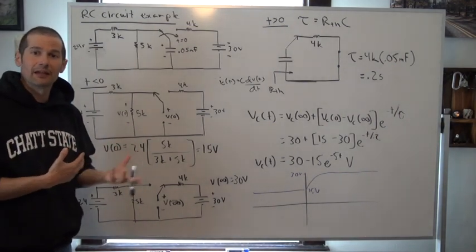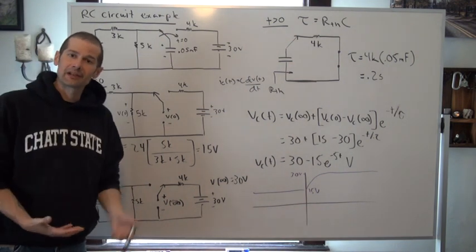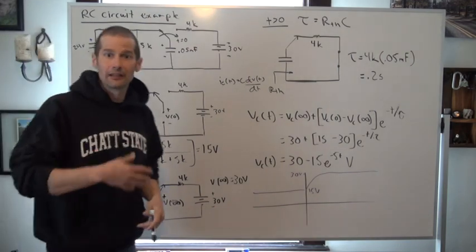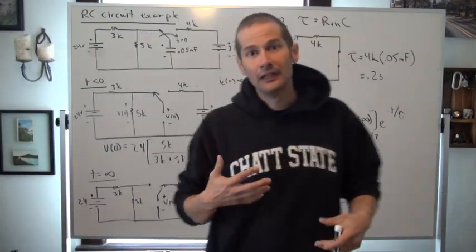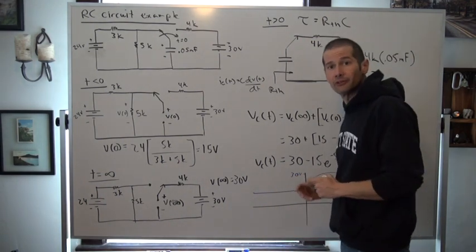that exponential change is happening. Now, in the prior video, we looked at an exponential decay. We're looking at basically an exponential rise. We're going from 15 volts to 30. Let's take a look at how to determine basically the time constant, tau, for this resistive capacitive circuit.